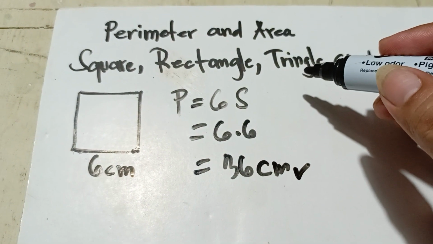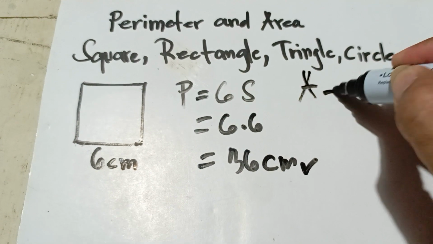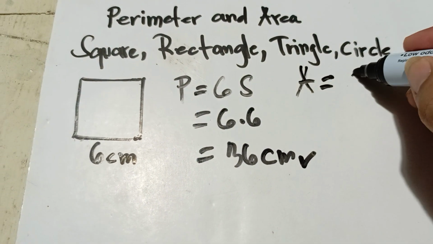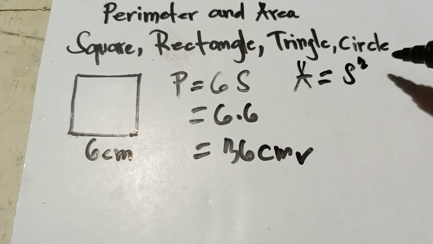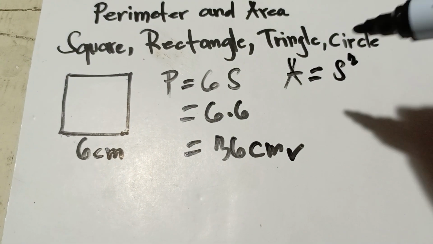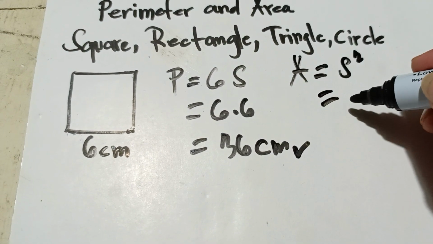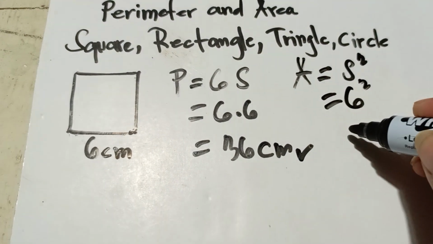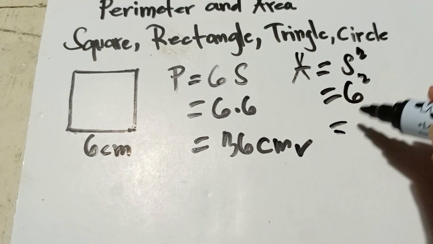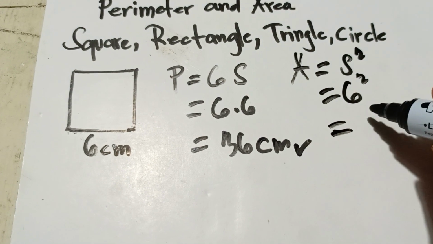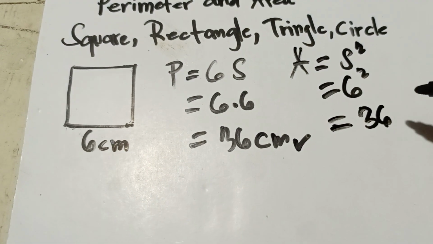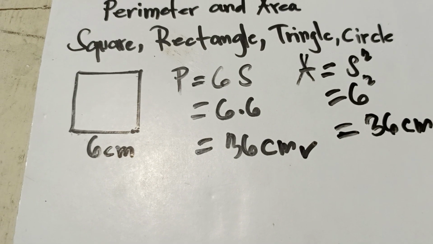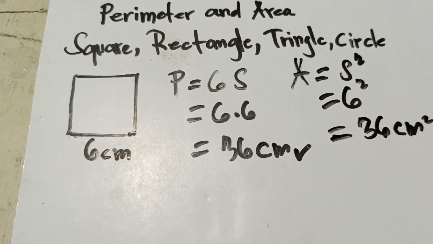Area is equals squared. Area is equals 6 centimeters squared is equals 6 times 6 is equals 36 centimeters squared.